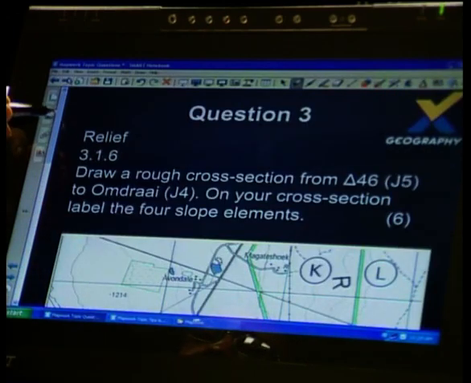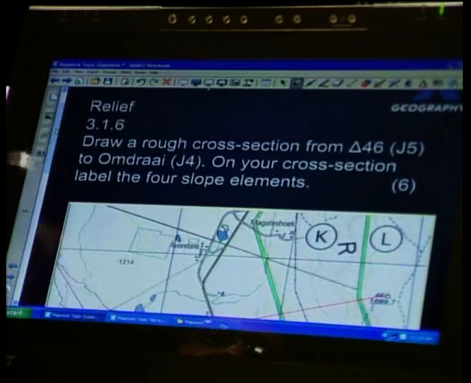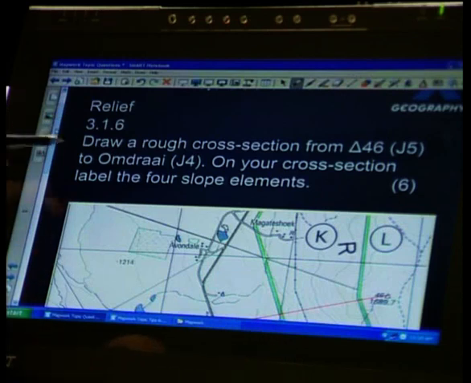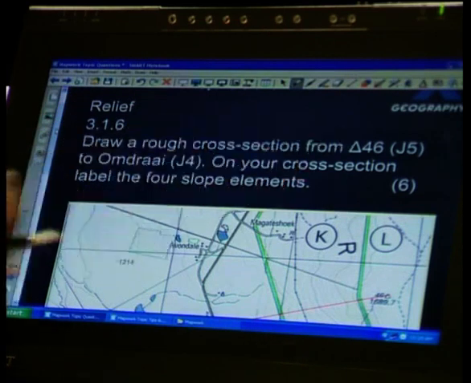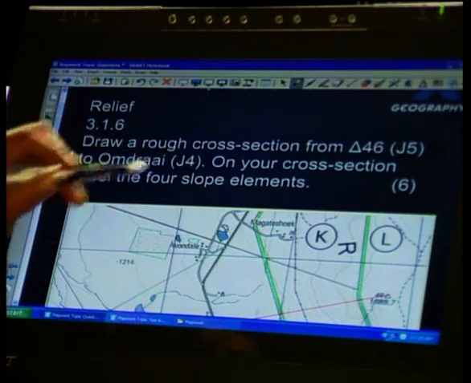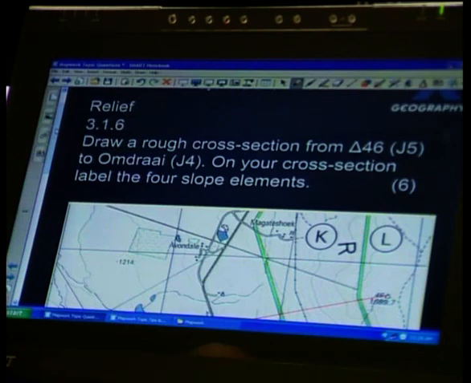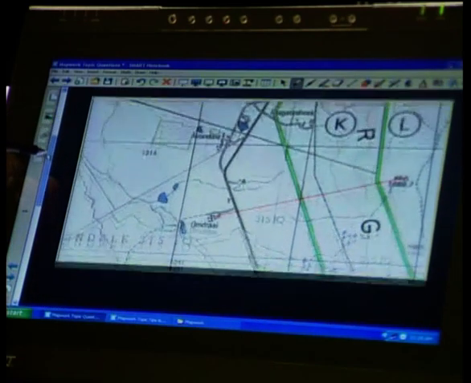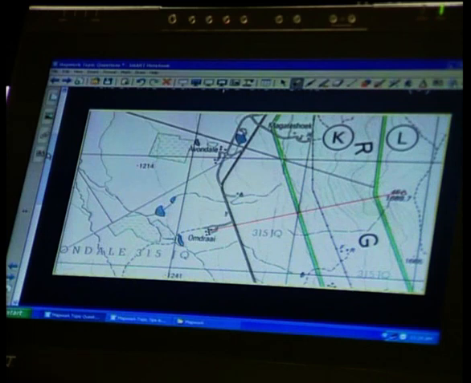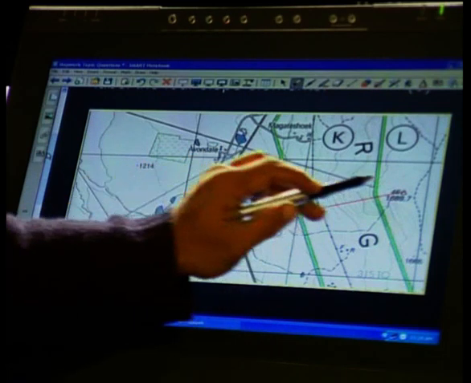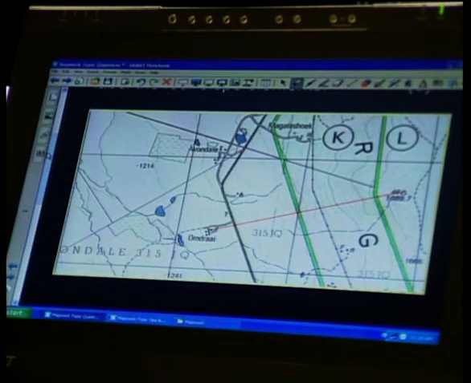All right, some other ones. Look at this one here. The one on the cross section: draw a rough cross section from Trig Beacon 46 to Omdry J4. And this is another one from fluvial processes and landforms. So I'm doing it from this point to that point.